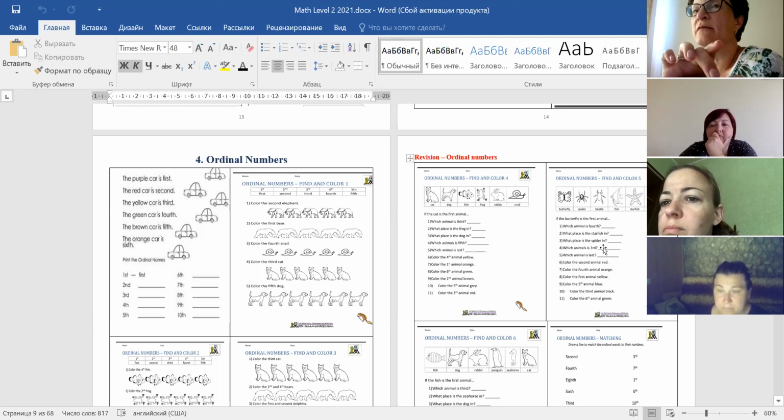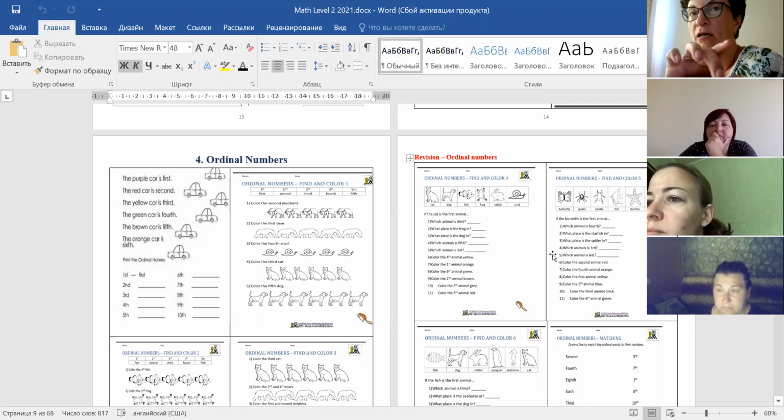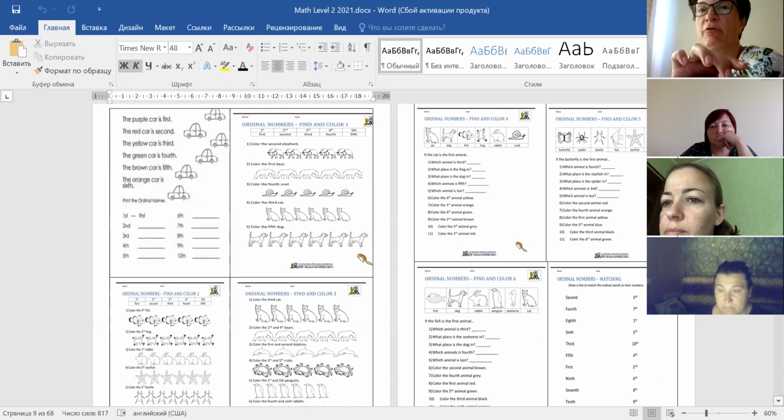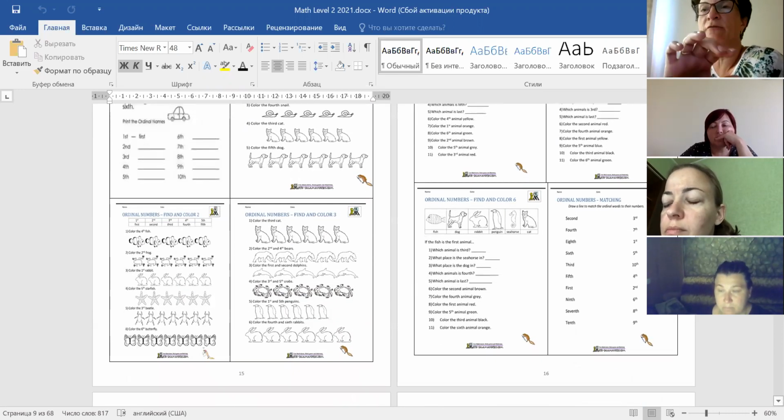So what place the starfish is in, or what animal is the first, the last, the second, the third. Color the fourth snail, color the third cat, like fun. And ordinal numbers can be very well used with the vocabulary.